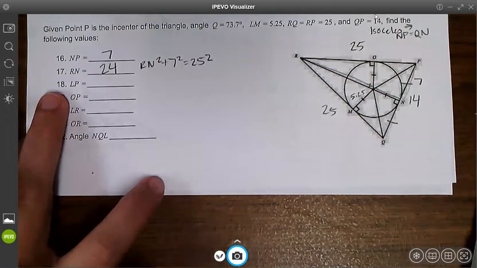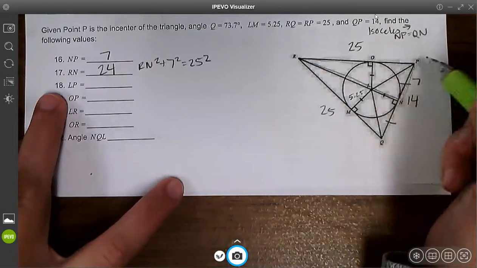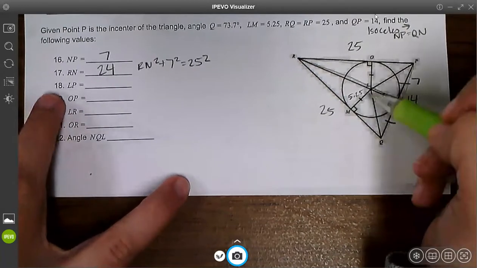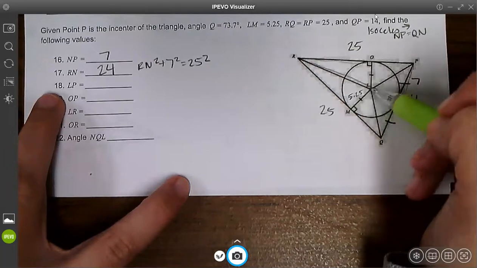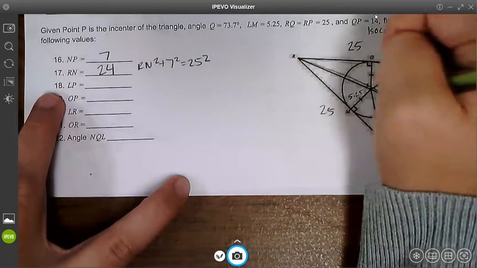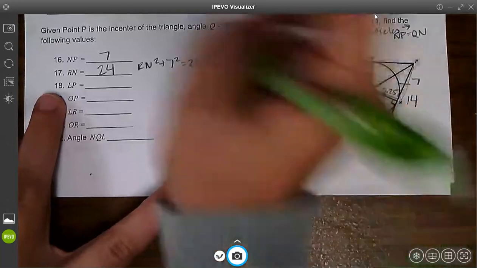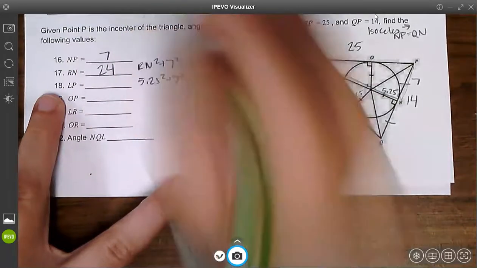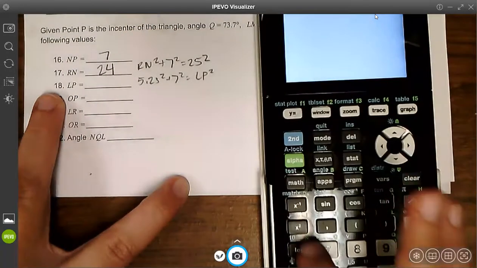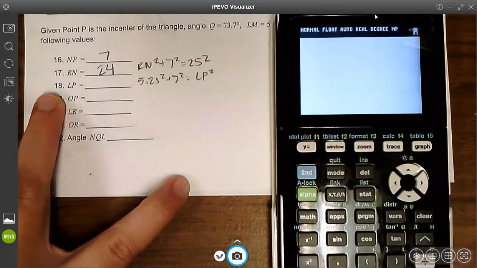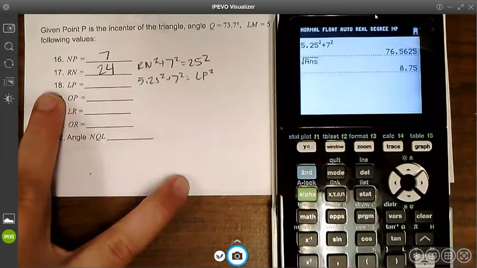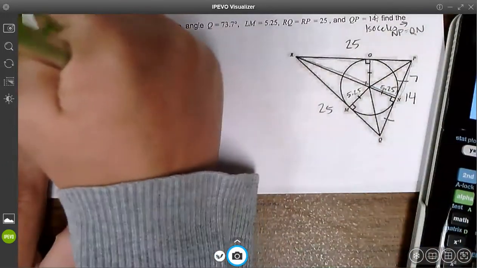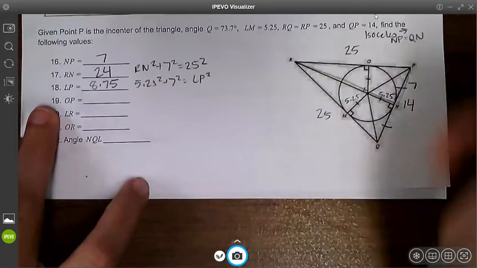LP, you can do the same thing with your Pythagorean theorem. Before you can do that, you need to know LN. The incenter is equidistant from all three sides, so this is 5.25 as well. So LP squared is going to equal 5.25 squared plus 7 squared. Then take the square root of that, and I'm going to round that to 8.8, or I'm just going to put 8.75. That's LP.